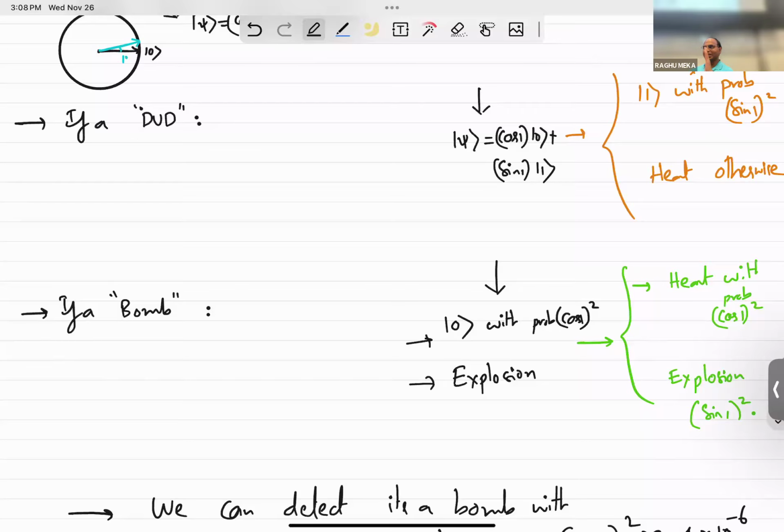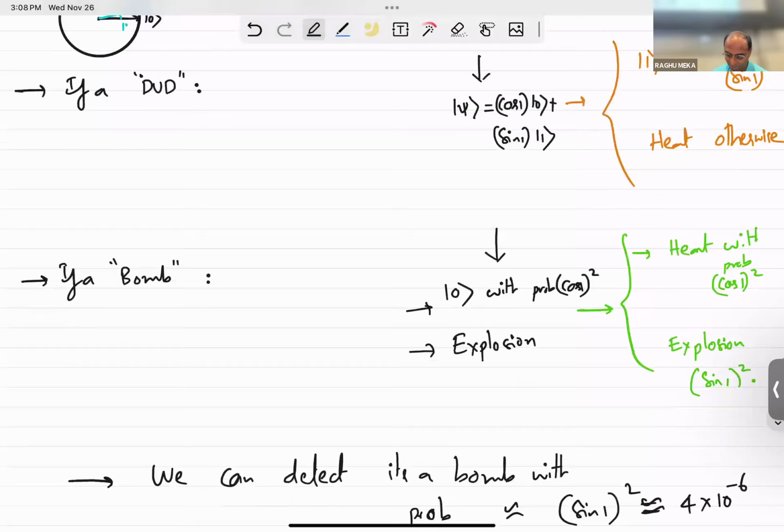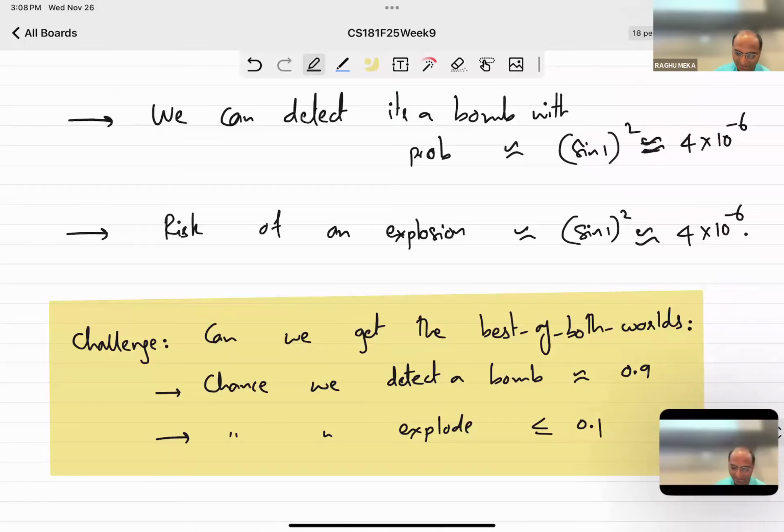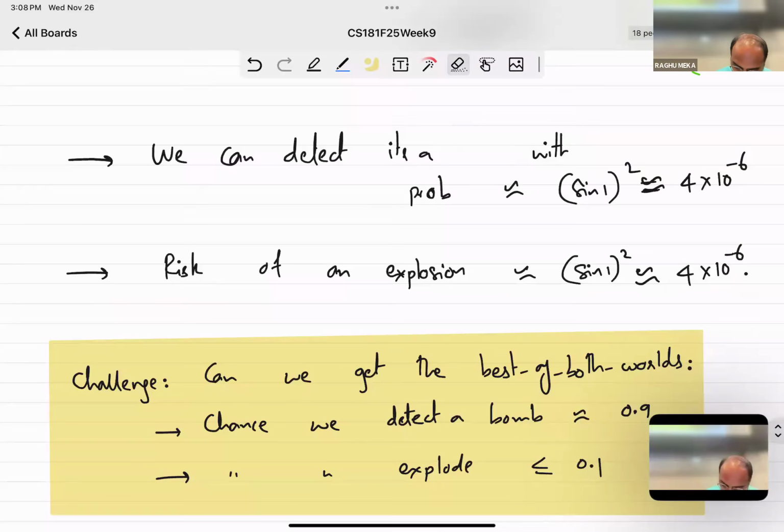So instead of sending one degree, I could send one degree from the... no, that would make the explosion. But anyway, we'll see how to fix this, okay? But you're right, we're basically saying I can detect it's a dud, so it's safe to use with this probability. Or in some sense, I can tell them apart with some probability.